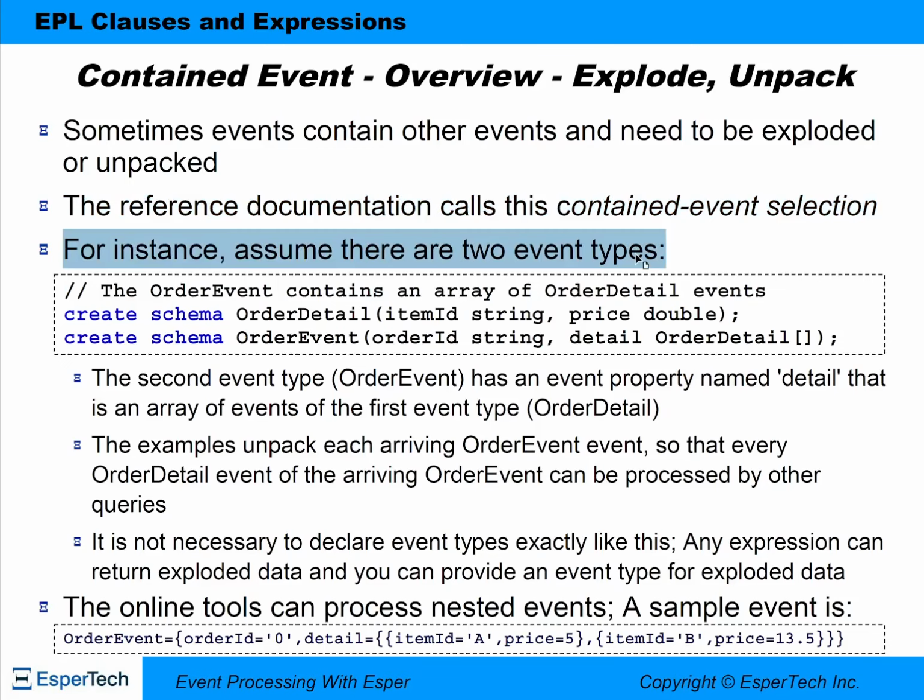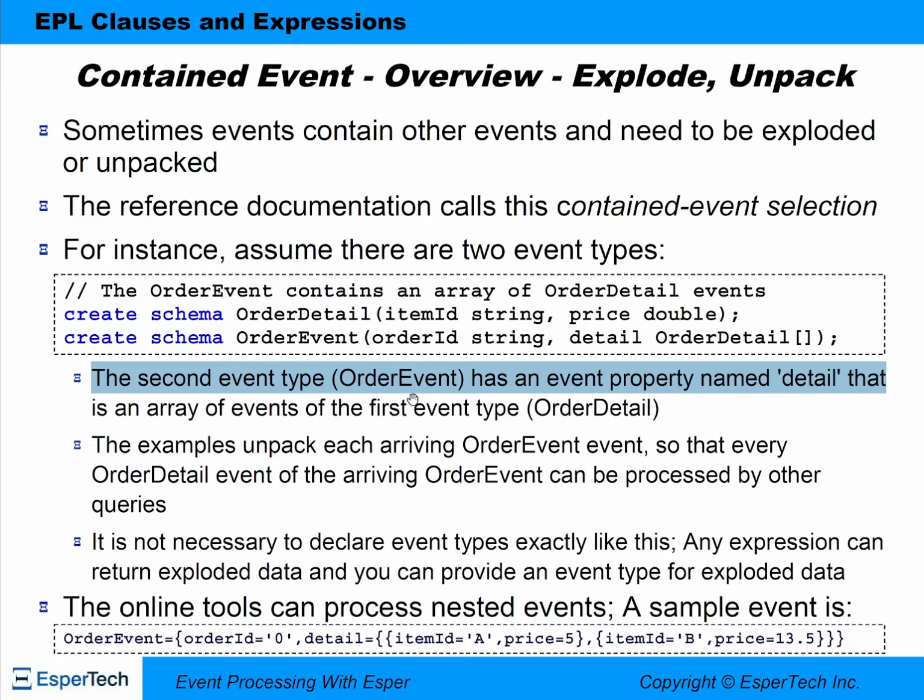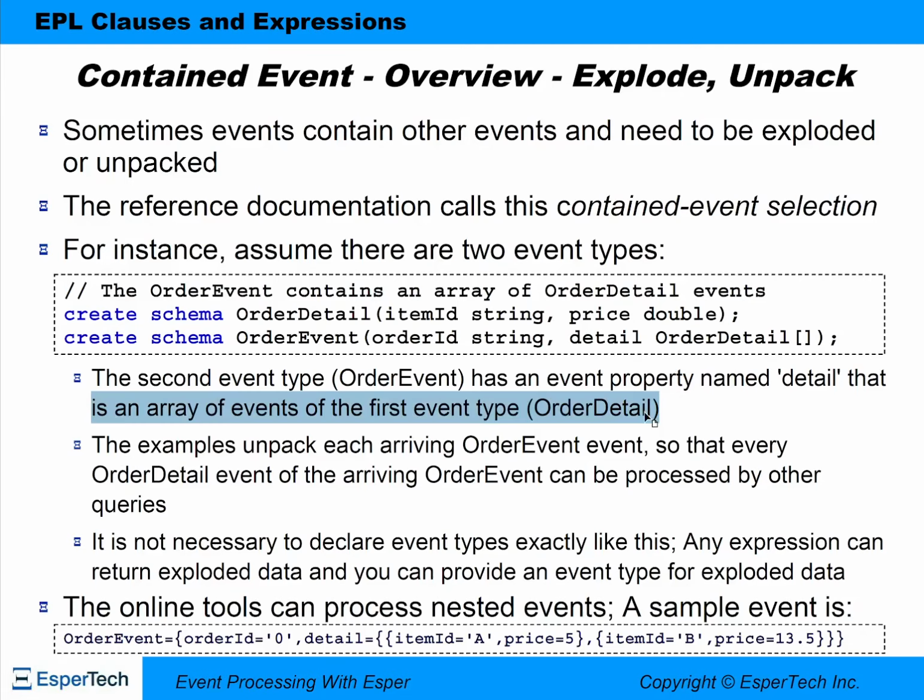For instance, assume there are two event types. This defines an order event type that contains an array of order detail events. Create schema OrderDetail (itemId string, price double). Create schema OrderEvent (orderId string, detail OrderDetail[]). The second event type, order event, has an event property named detail that is an array of events of the first event type, order detail.